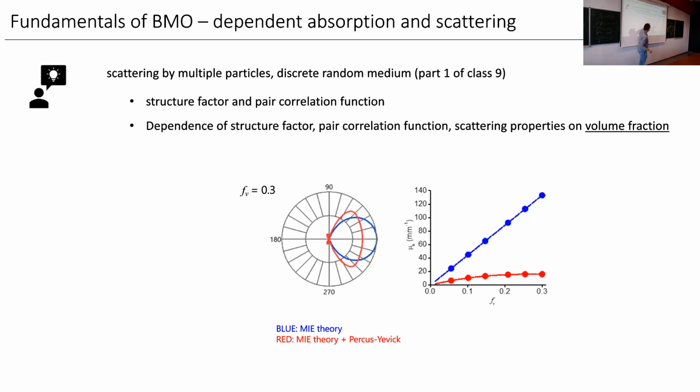Another effect that is also present is that the phase function, the angular distribution of the light, changes, because the product of the phase function and the structure factor is shown.